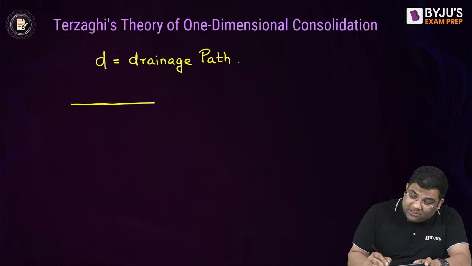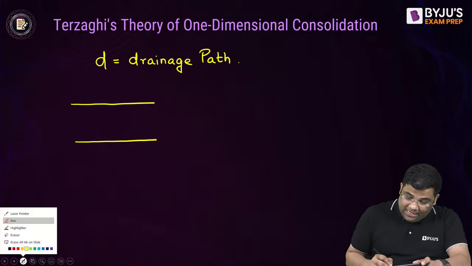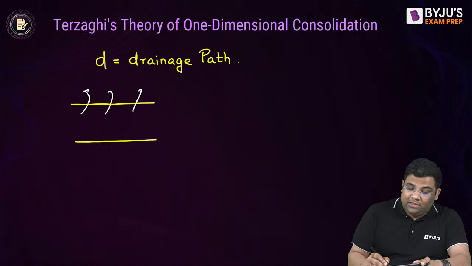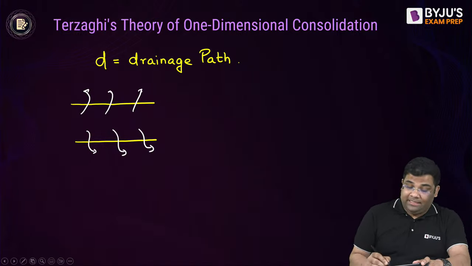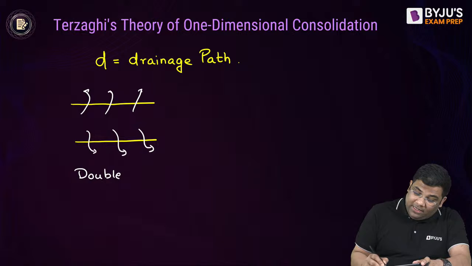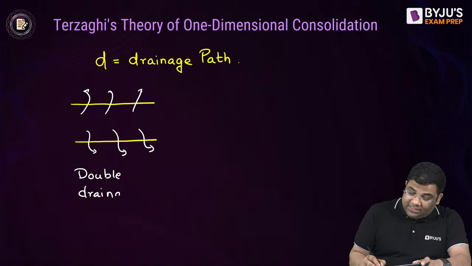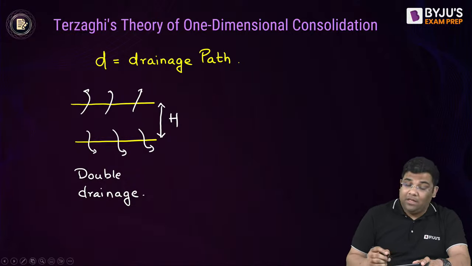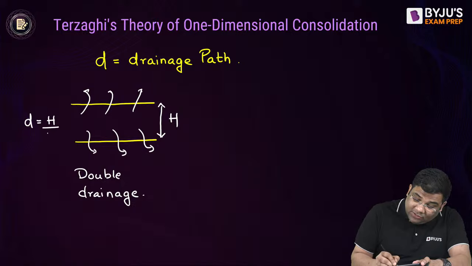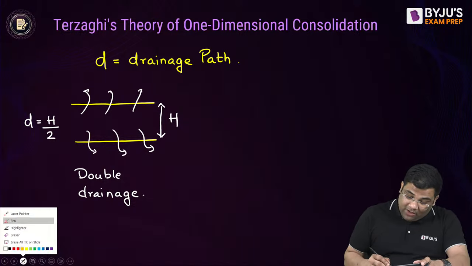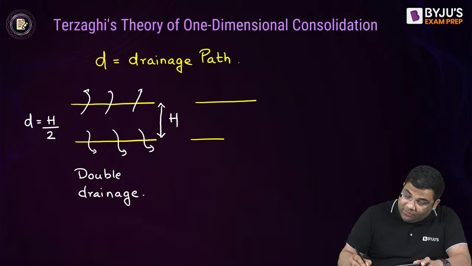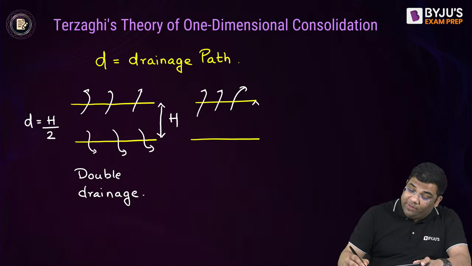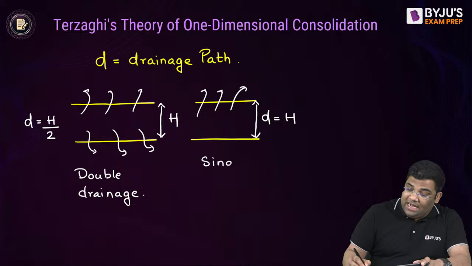Suppose we have a clay layer, and it is draining both sides. It means the water can come out from both ends. It is known as double drainage conditions. So if there is double drainage conditions, and suppose this clay layer thickness is capital H, we say that the drainage path is H by 2, right? Now when we have single drainage conditions, suppose water is coming out from one end only. In that case, we take this drainage path as equal to H. This is single drainage and double drainage.